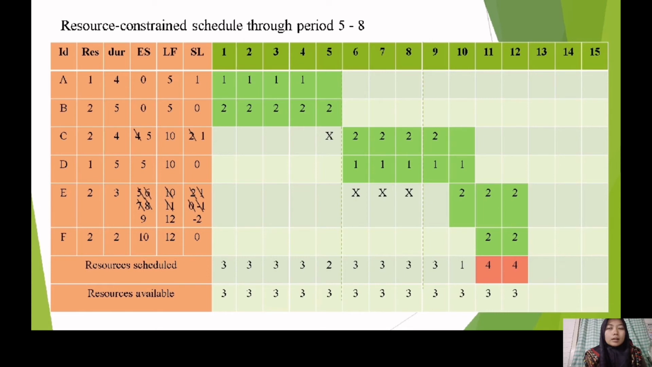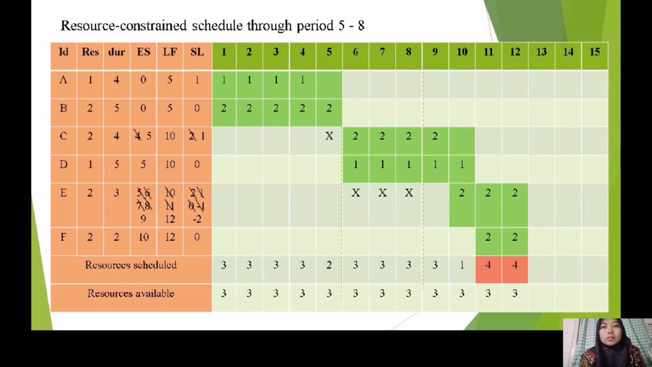Originally activity E starts in day 6 until day 8, and it has one slack day in day 9, but we move it so the new ES is in day 10, because in day 9 the resource schedule has already reached the maximum resource available. So we start activity E in day 10 until 12.